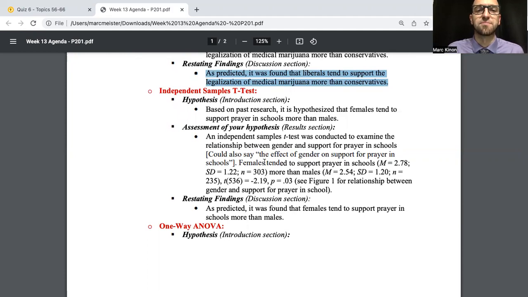Again, I'm missing this word. You should say, and I'll adjust it, females tended to support prayer in schools significantly more than males, because P is less than 0.05.